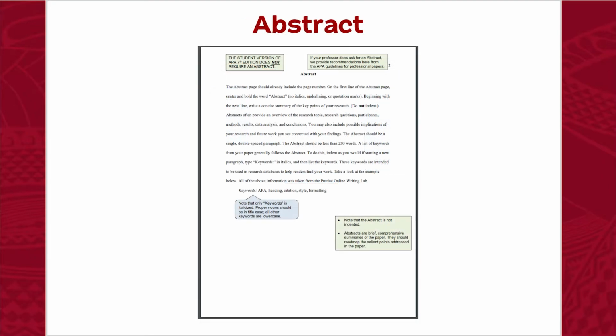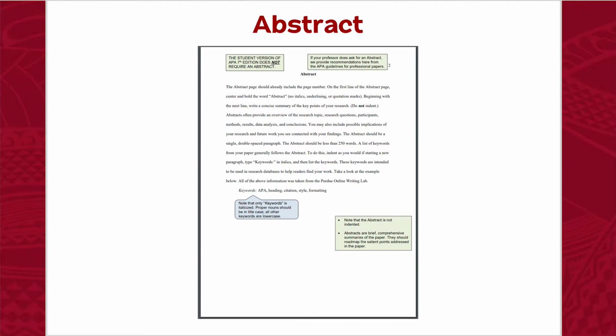While abstracts are not required in the student version of APA 7th edition, we expect that students may still be asked to include abstracts in their drafts. If you are asked to include an abstract, this section provides guidelines based on the APA recommendations for professional papers. Abstracts provide a brief, comprehensive summary of the paper and should address main points from the paper.